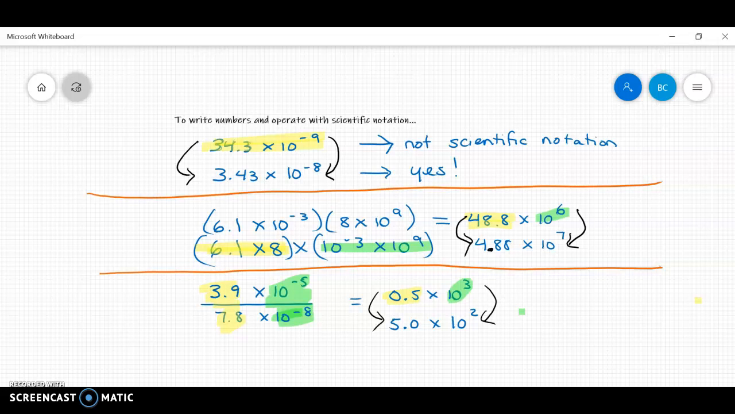So hopefully that helps with scientific notation. If you want an overview of the basics of scientific notation, again, I have put the video that we watched some time ago also on the Google Slides for you to refer to if you would like.